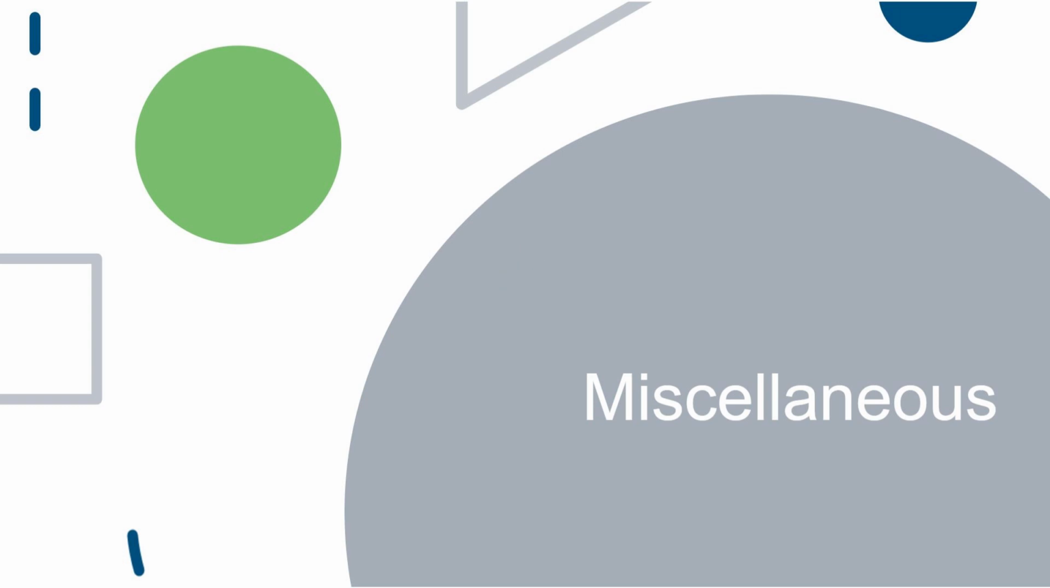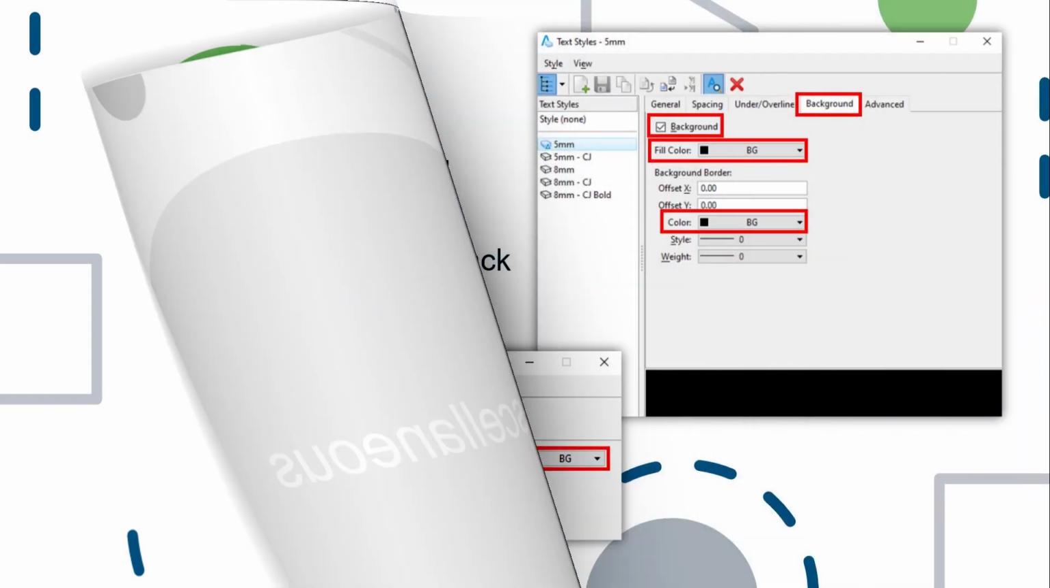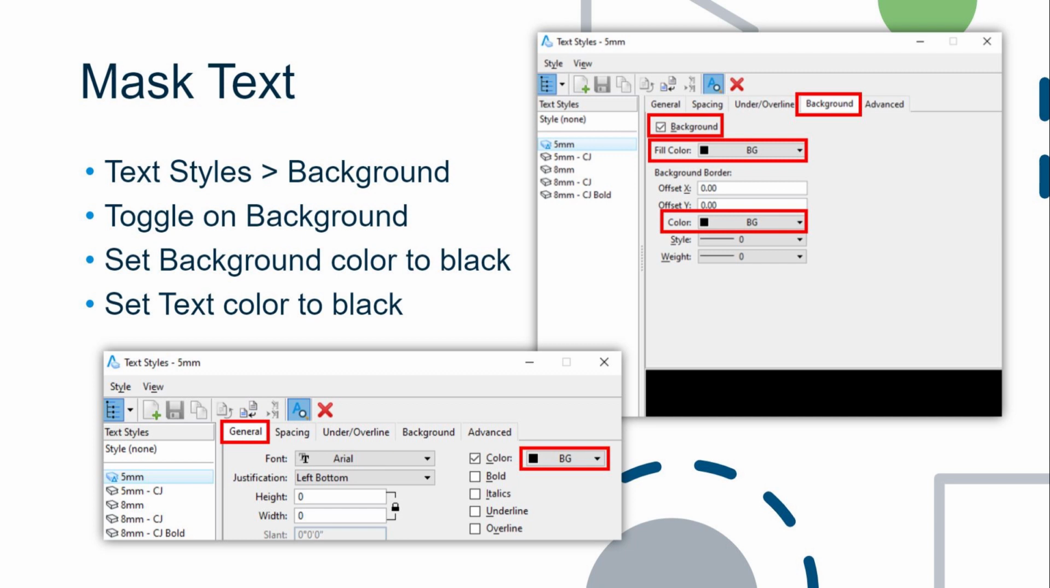And last today, we're going to cover some miscellaneous text issues. We frequently get this request: how to create a text mask, and you can do so in the text styles dialog. One thing that's overlooked is that you have to set the background of text to the same color to create a true mask. As you can see here, the background option is toggled on within the background tab. Change the fill color in the background border to black, as well as the text to black, and that will create a text mask. You can change the color later in the text style, but it's a good way to do it.